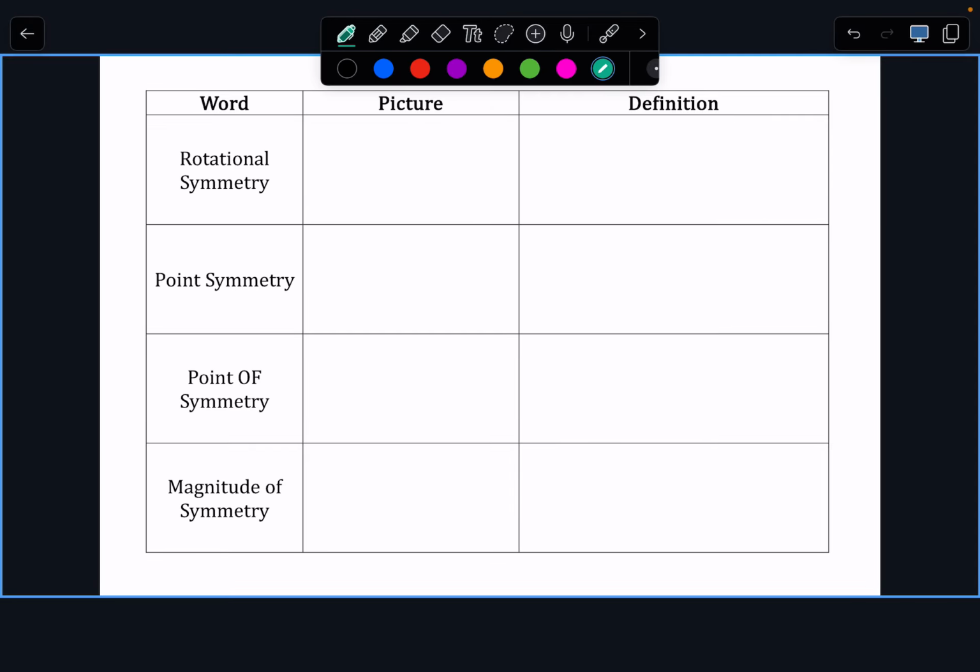Rotational symmetry means if a figure can be rotated onto itself with a rotation less than 360.